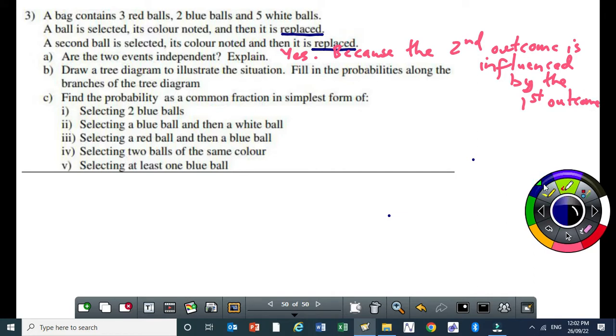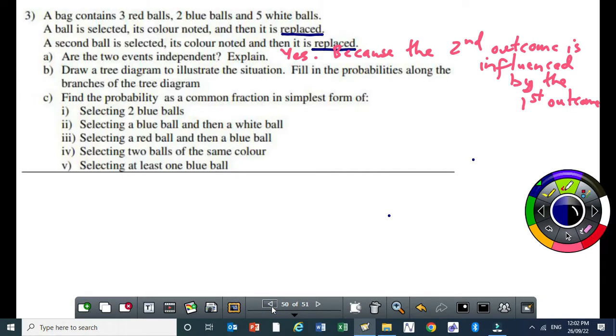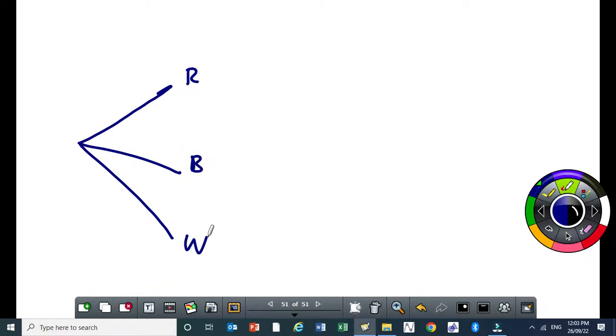Okay. Then the next question says, draw the tree diagram. Now we need a fresh tape for that. In order to draw your tree diagram, you need to be aware that there are two possible outcomes. Each outcome has got many possibilities. The first outcome is going to have three possibilities. You put your hand in the bag, you can take out a red ball first, or you can take out a blue one, or you might take out the white one.